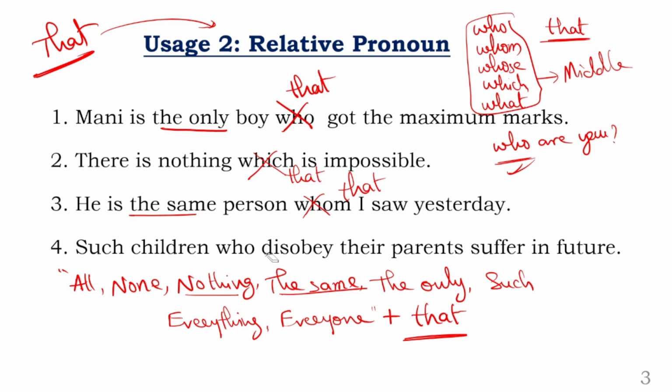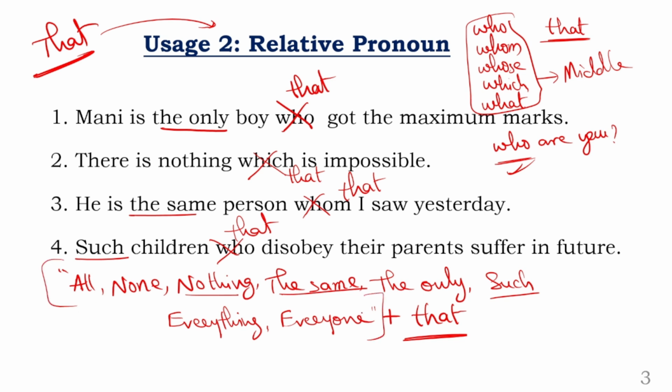Next, such children who disobey. Do you look at this word? What is that word? Such. Okay, here it is again. So such children, again the word such is given, so you cannot use the word who. Again you should replace it with that. So the only thing you need to remember is, are you following the list that is given here?